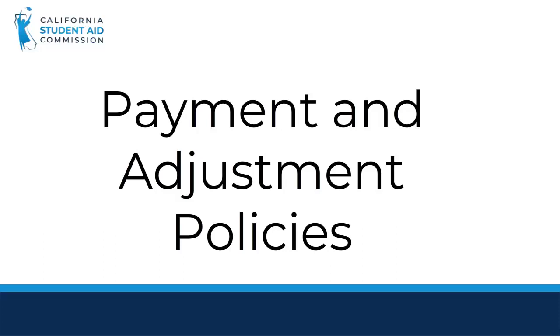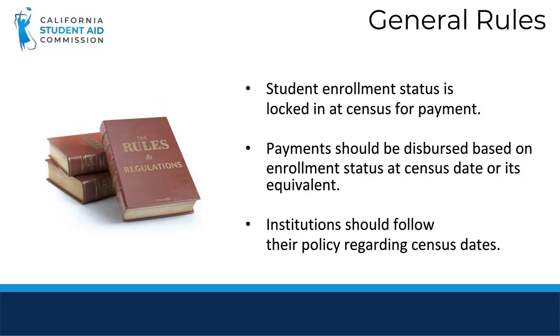Now we will talk about payment and adjustment policies. Here are the general rules for payment and adjustment policies. Student enrollment status is locked in at Census for payment. Payment should be disbursed based on enrollment status at the census date or its equivalent, and institutions should follow their policy regarding census dates.